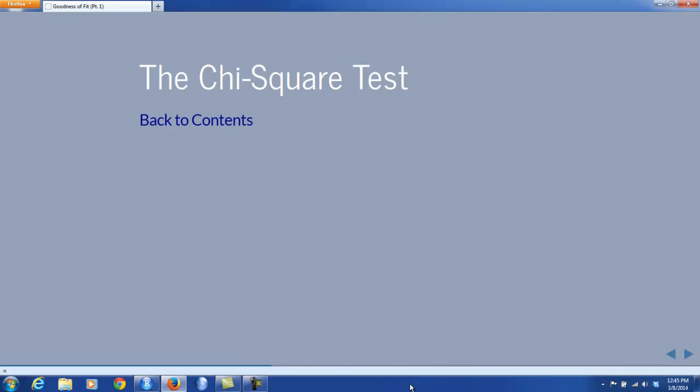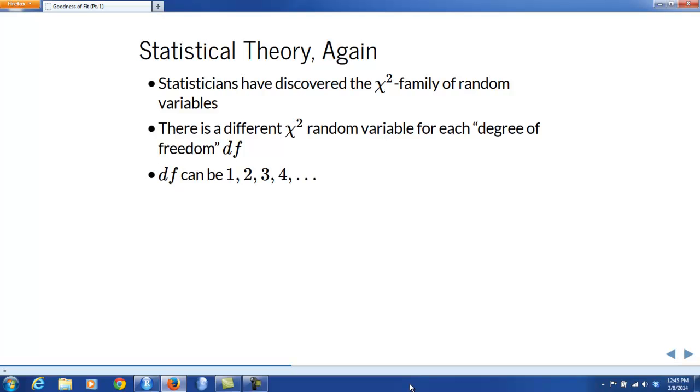Now we will look at the whole process a little bit more formally with a new version of the chi-square test. Let's lead off with a little bit of statistical theory. Statisticians have actually discovered a family of random variables called the chi-square family. Just as there is a family of normal random variables and a family of t random variables, so there is a family of so-called chi-square random variables.